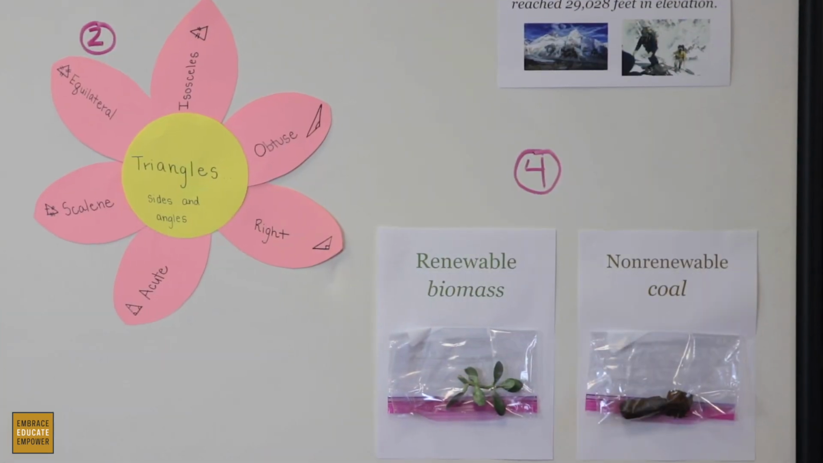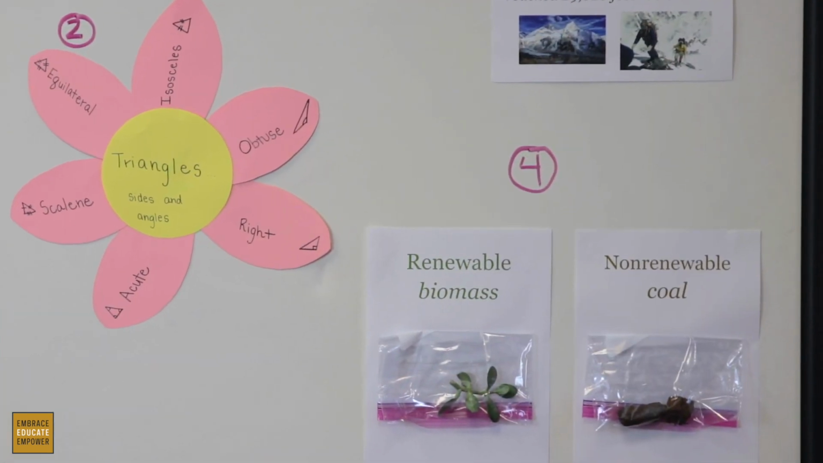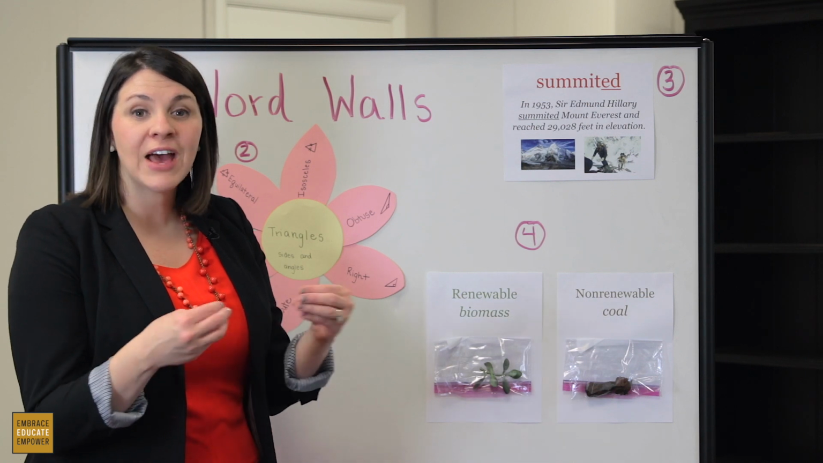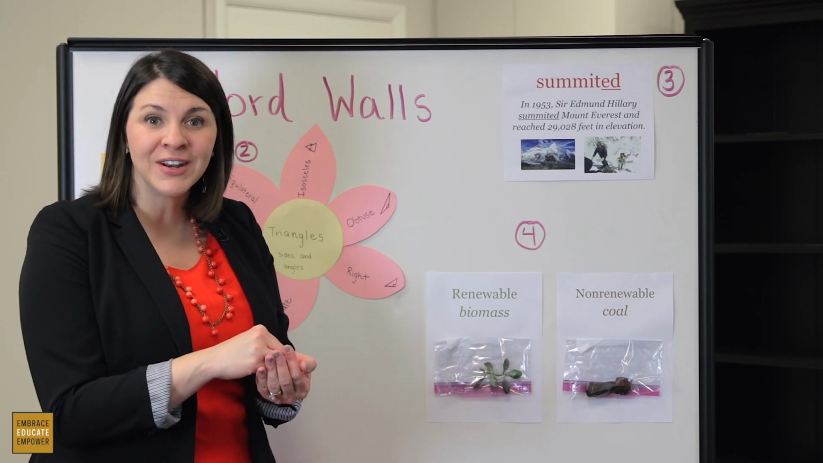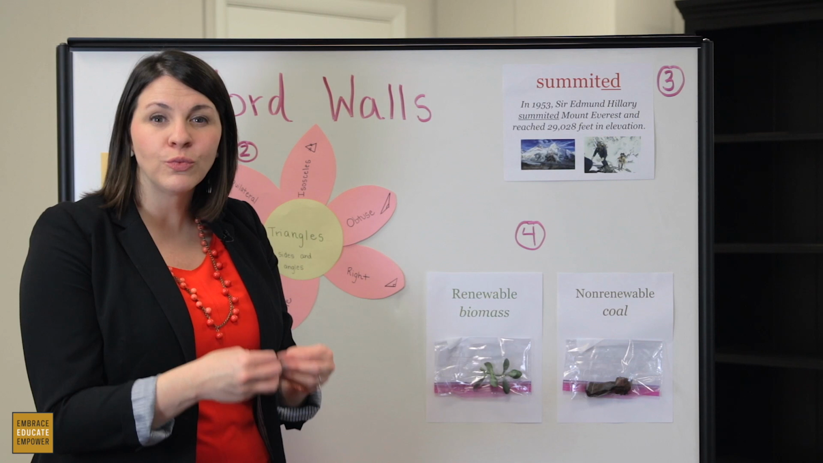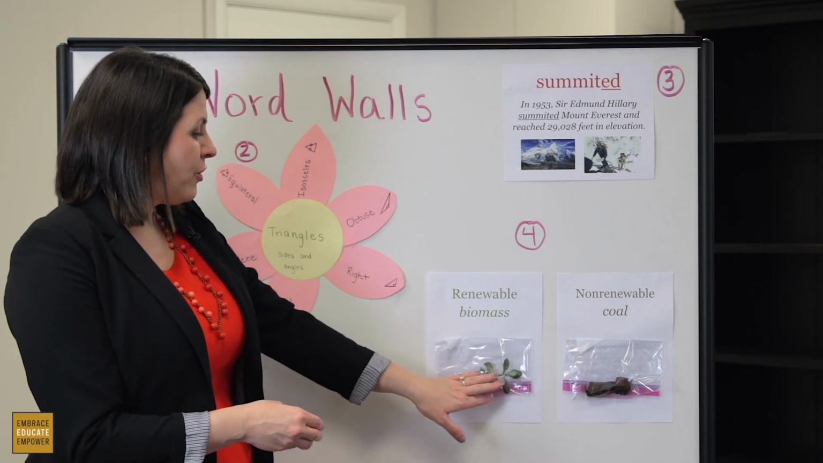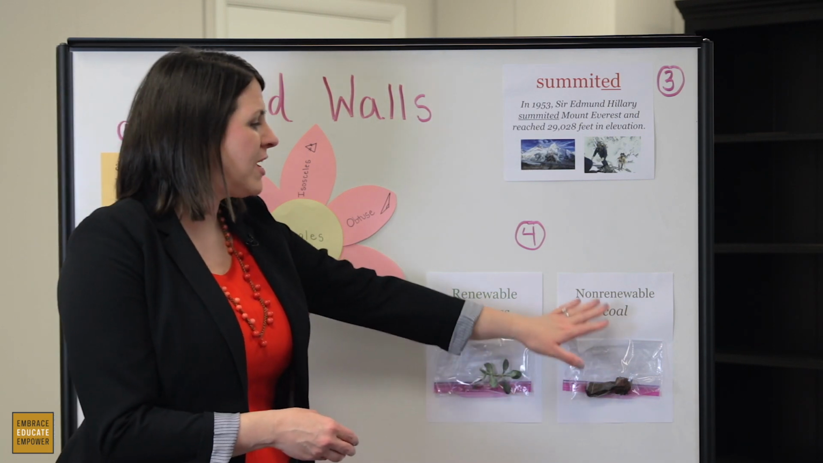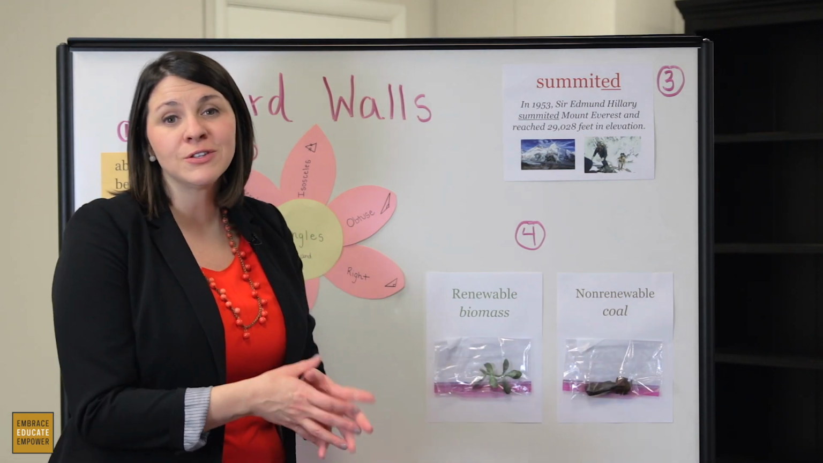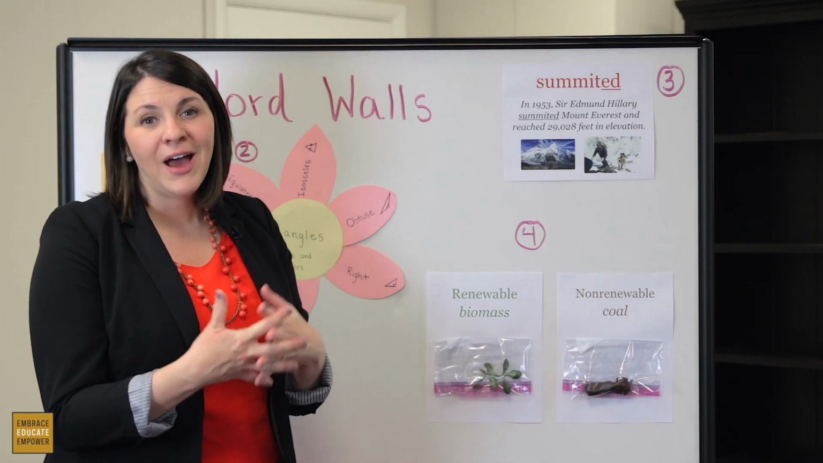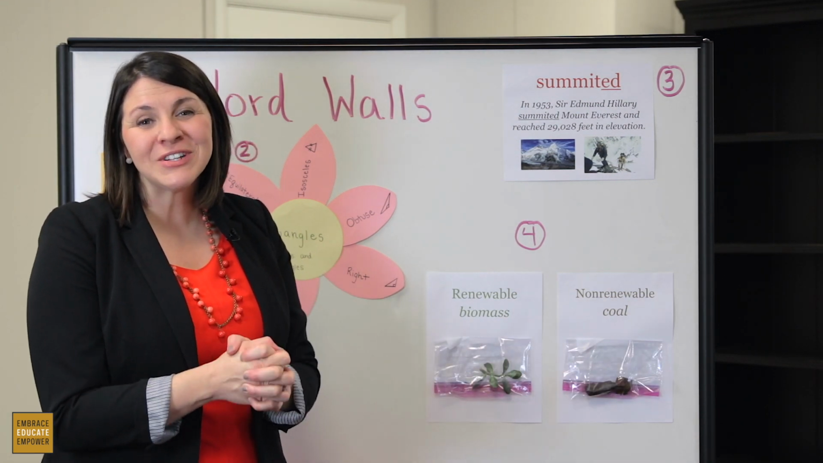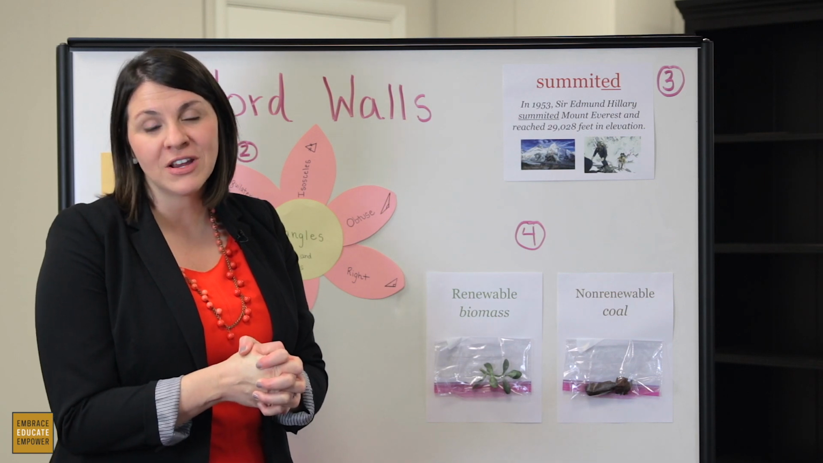My 4th word wall example would be one that I would consider to be a 3D word wall, where I just have plastic bags and I allow my children to bring in kind of reality, a real example. So in this case, we have renewable resources, we have a plant, and we have non-renewable, and we have a piece of coal.